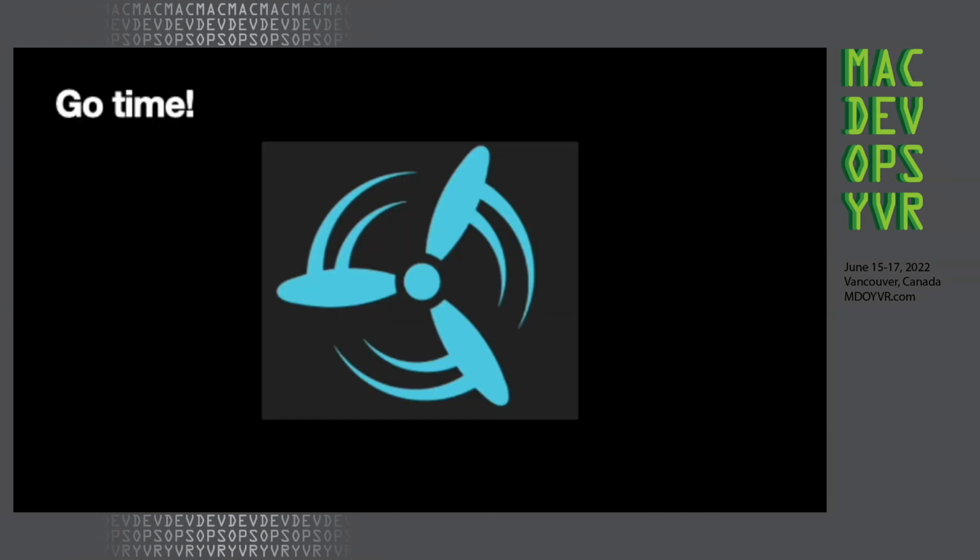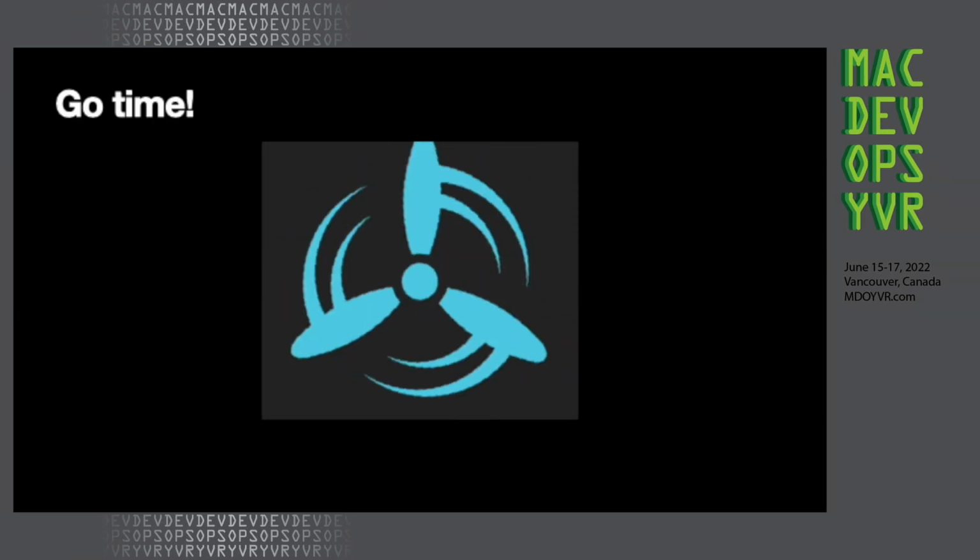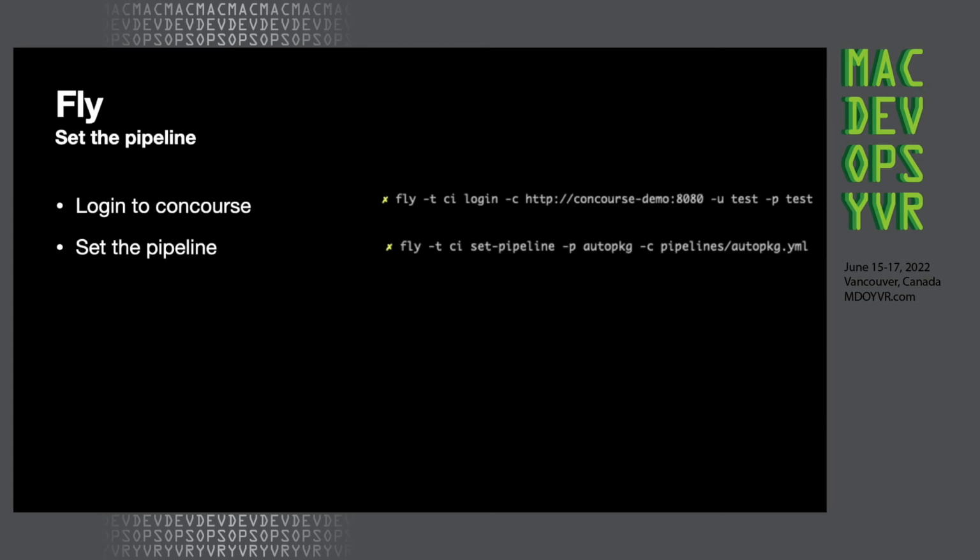So in your alerts channel, you could see this pop up, failure on Concourse build number 20. Click it, and it'll take you right there to see what happened. And now it's go time. Let's see how this looks. But before we do that, we need to use Fly to set the pipeline.